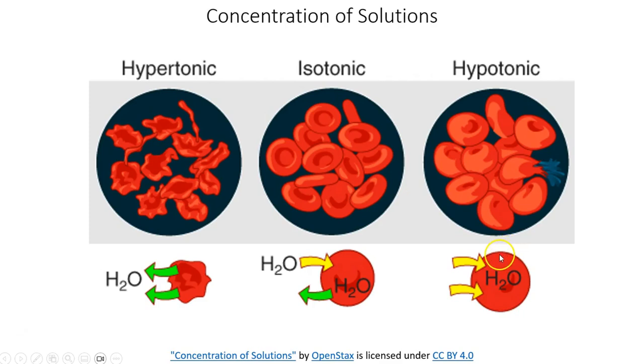Same thing happens to the cells. There's just too much pressure on that membrane. It is going to rupture and burst, and the cells will die as a result of this. This process is called lysis, so the bursting apart and breakdown of cells. So having either a hypertonic or hypotonic solution, as you can see, is really not great for us.